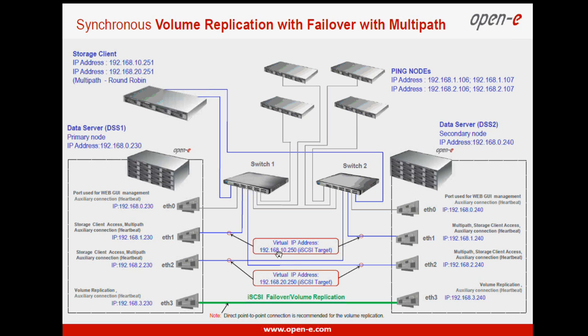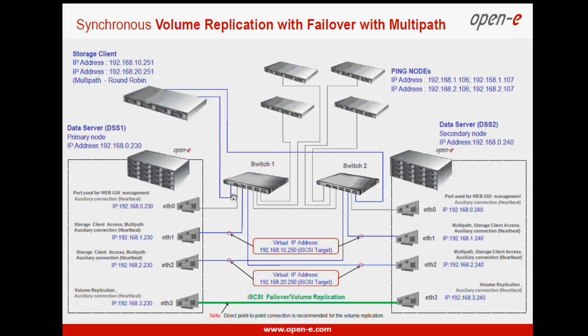For iSCSI failover, we'll use two virtual IP addresses. So it is a bit more complicated installation than usual, because usually we're using just one virtual IP. This time we have a virtual IP address on ETH1 and on ETH2: 192.168.10.250 and 20.250. The storage client, in our case, is a Xen server, but it can be anything else. We have configured the initiator on the Xen server at 10.251 and 20.251 paths for the storage.